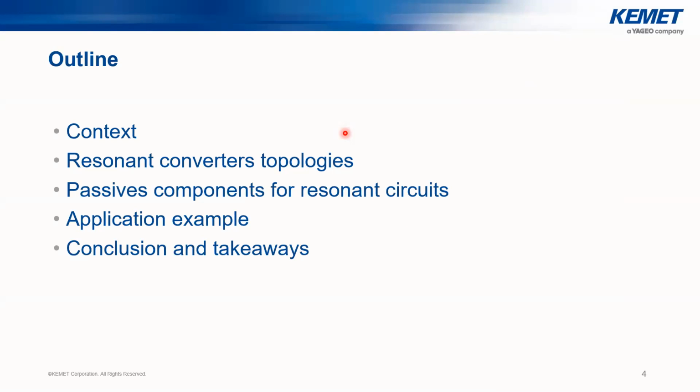Here is the outline of my speech. At the beginning, I will start with a brief introduction of the context of these applications with a comparison of the different resonant converter topologies. Later on, I will present the different passive components that we can provide for these resonant circuits. And we will give a comparison between the different technologies that we can propose through an application example, comparing the drawbacks and benefits of each technology, and finally conclusions and takeaway.